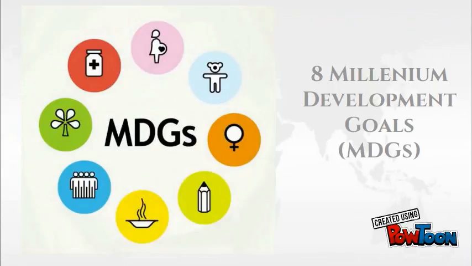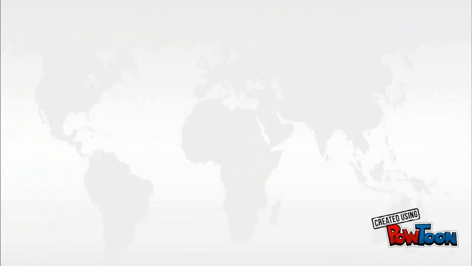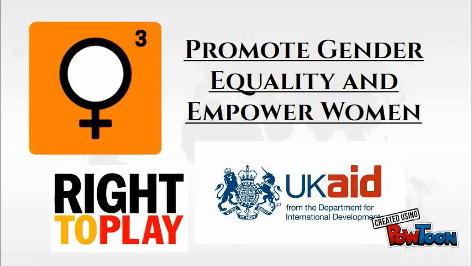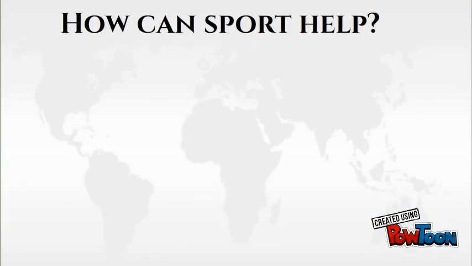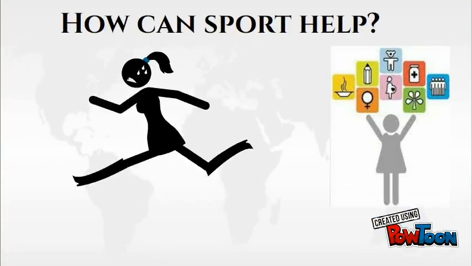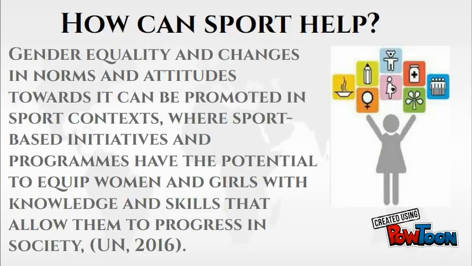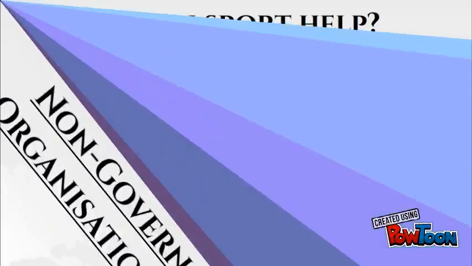Having looked at the Millennium Development Goals, I will be looking further into MDG 3, which is to promote gender equality and empower women, using organisations that develop this through the use of sport. The UN have stated that sports-based initiatives and programmes have the potential to equip women and girls with knowledge and skills that allow them to progress in society.